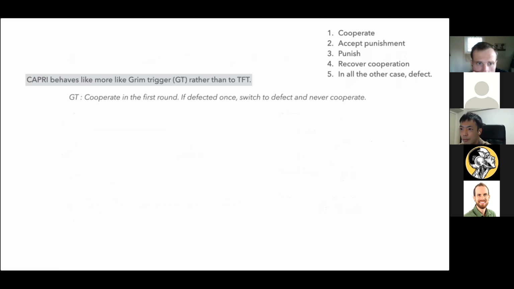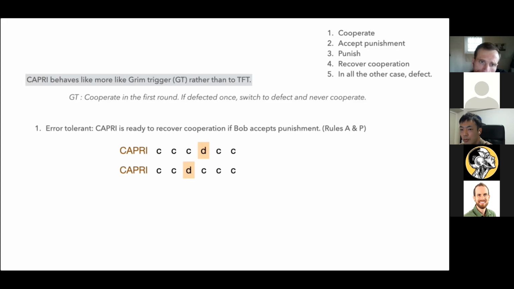Capri is similar to Grim Trigger rather than tit for tat. Grim Trigger is a strategy which cooperates in the first round and continues cooperation as long as the co-player is cooperating. Once its co-player defected, it changes its action to defection and never cooperates. The first and fifth rules of Capri are nothing but the Grim Trigger. However, Capri is different from Grim Trigger in two ways.